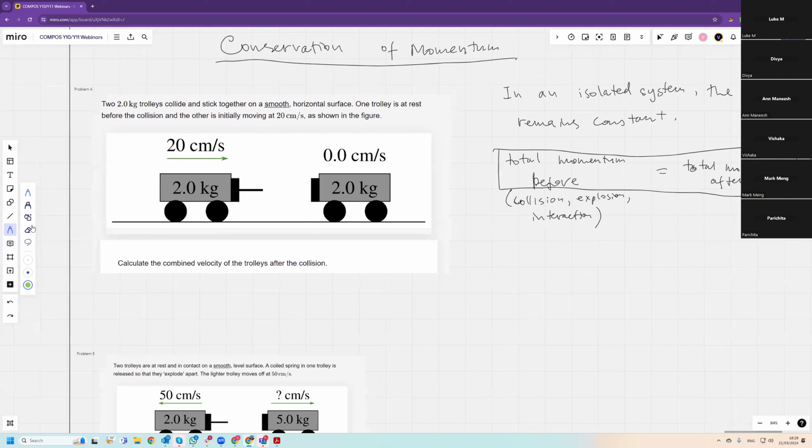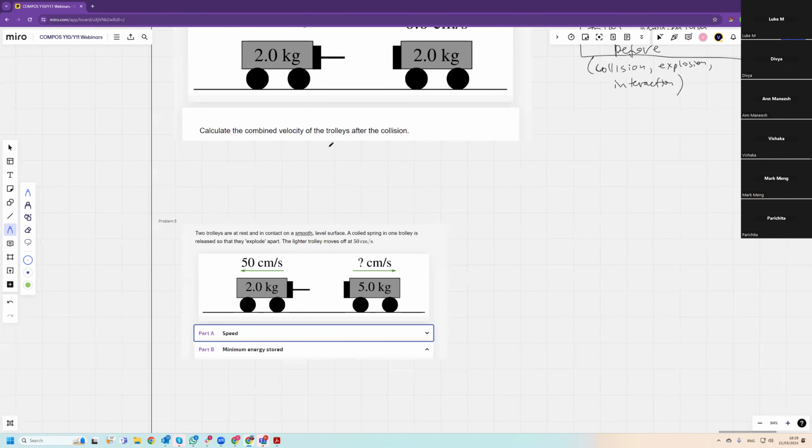Now, two 2 kilogram trolleys collide and stick together on a smooth horizontal surface. Smooth means no friction. One trolley is at rest before the collision, and the other is initially at 20 centimeters per second, as shown in the figure. Calculate the combined velocity of the trolleys after the collision. So what we need is a before and after.